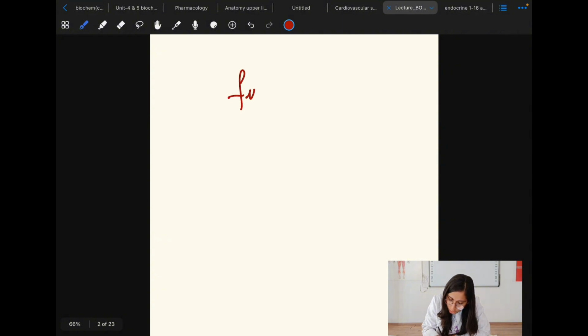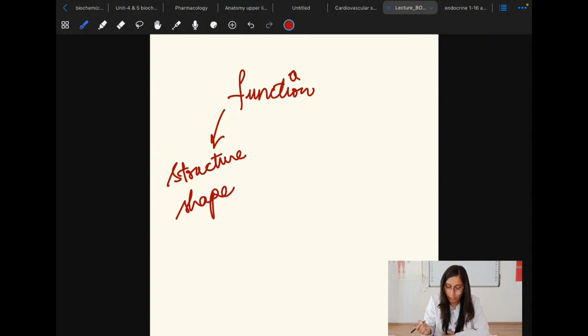So what is the function of the skeletal system? The basic function is that it provides structure and shape to the body. So let's discuss the first part, the structure and the shape of the body. The basic framework of the body is decided by the skeletal system itself. It helps in movements with the help of the muscles, the tendons and the ligaments.